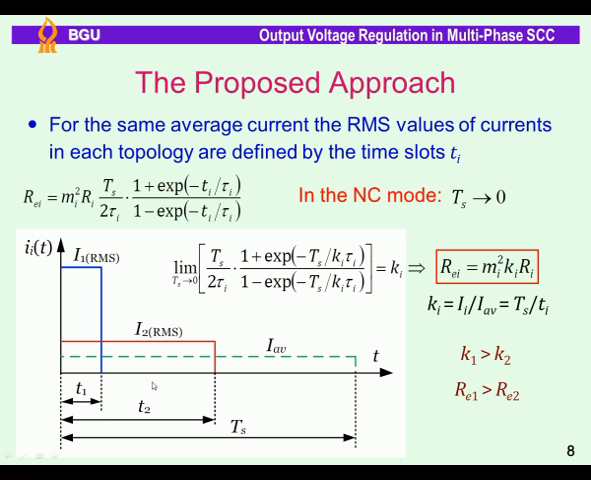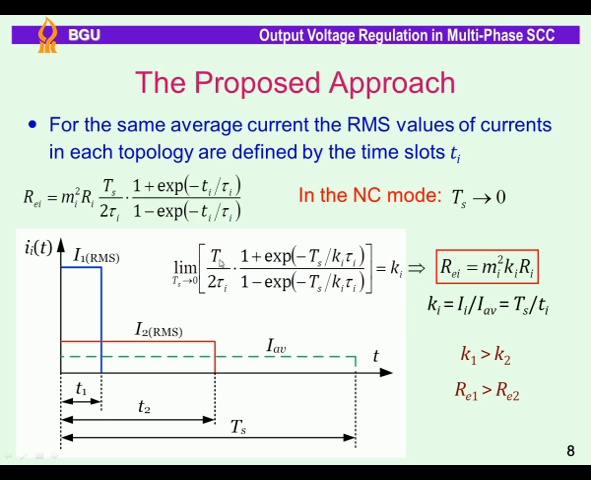The RMS value of this current is determined by time slot Ti. For example, if we reduce the time slot from T2 to T1, the RMS of I1 will be higher, while the average of I1 and I2 is the same. The ratio of the RMS value of the momentary current and the average current is equal to Ts over Ti and denoted by Ki.